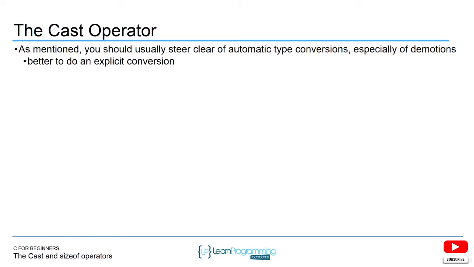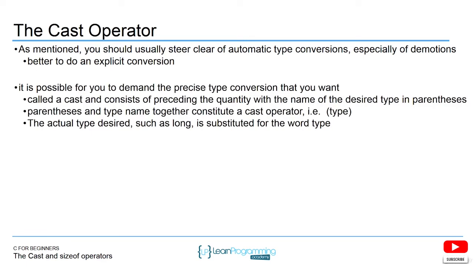So you want to do this if you can, because otherwise data might get demoted. It might get lost. All right? If you do two ints and you're doing division and they're not divided equally, you're going to lose all that data. So it's possible for you to demand the precise type conversion that you want by explicitly specifying it.